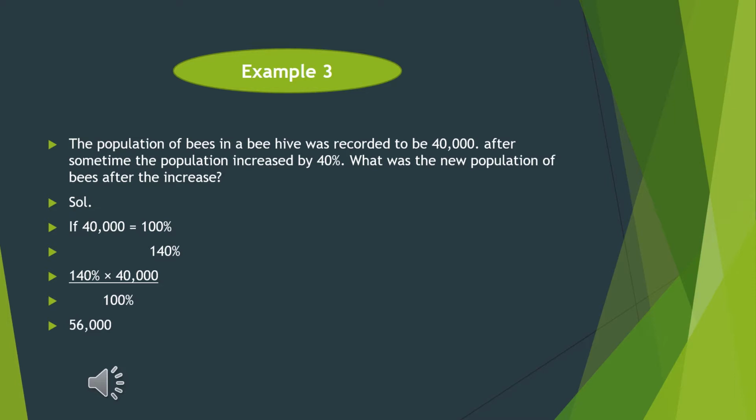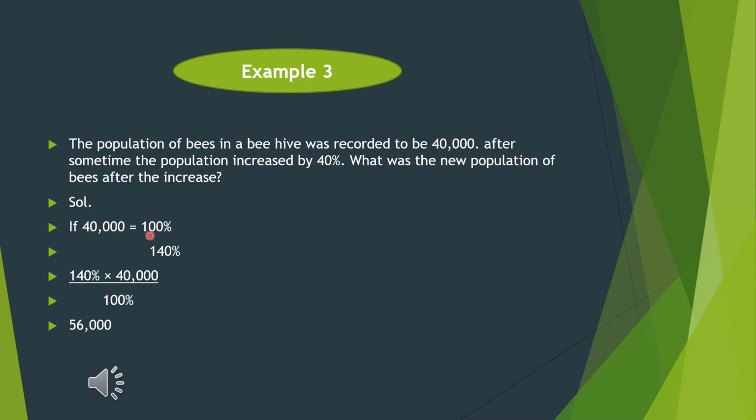Next example, the population of bees in a beehive was recorded to be 40,000. After some time, the population increased by 40%. So what was the new population after the increase? That question is also very easy. We'll do it the same way we did example 1. We are saying that our original is 40,000. So if 40,000 is equals to 100%, what about 140?